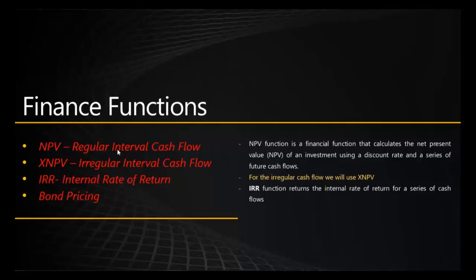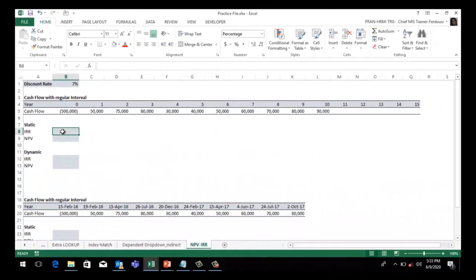So let's start with an Excel file. IRR and NPV functions are both very important concepts in introductory finance. In this sheet, there is a bunch of cash flows in various years: year 0, 1, 2, 3, 4 to 15.